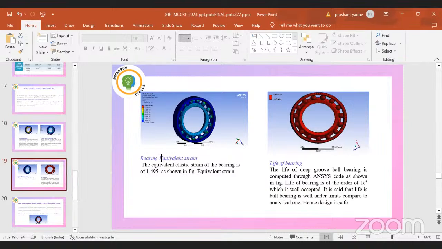The equivalent elastic strain of the bearing is 1.495, as shown in the figure of equivalent stress. And the fourth one is life of bearing. Sir, we will define the life of bearing. The life of the deep groove ball bearing is computed through analysis code as shown in the figures. Life of the bearing is on the order of 1e to the power 6, which is well accepted. The life of the ball bearing is under limit compared with the analytical one. Hence the design is safe.